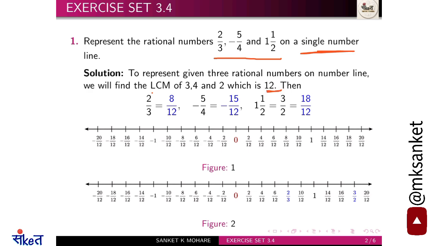Then I can write 2 by 3 as 2 into 4 over 3 into 4, that is 8 by 12. Negative 5 by 4 as negative 15 by 12, by multiplying numerator and denominator by 3. And 1 by 2 is a mixed fraction; after converting, we get the improper fraction 3 by 2. So 3 by 2 can be written as 18 by 12 by multiplying numerator and denominator by 6. Now we have these three equivalent fractions for the three rational numbers. Here the denominator is the same, so we can now represent all these three numbers on a number line.